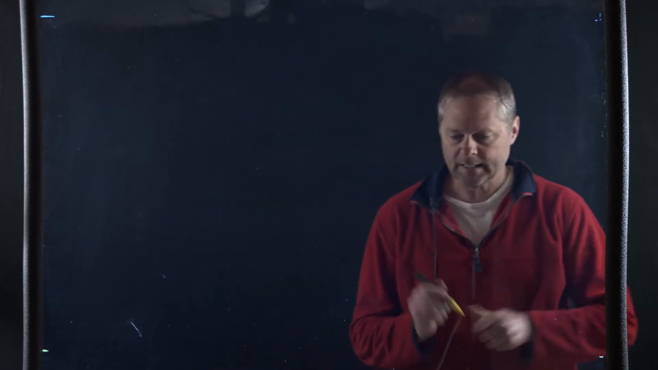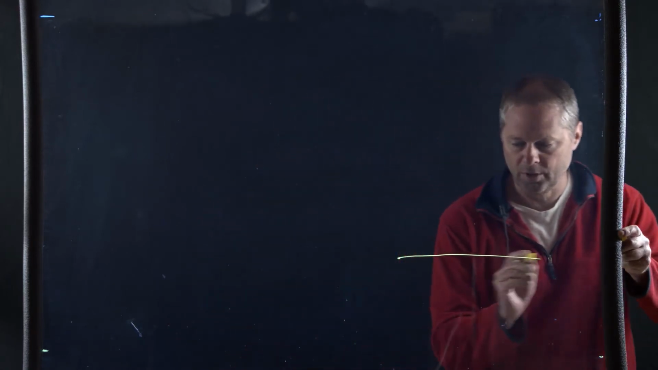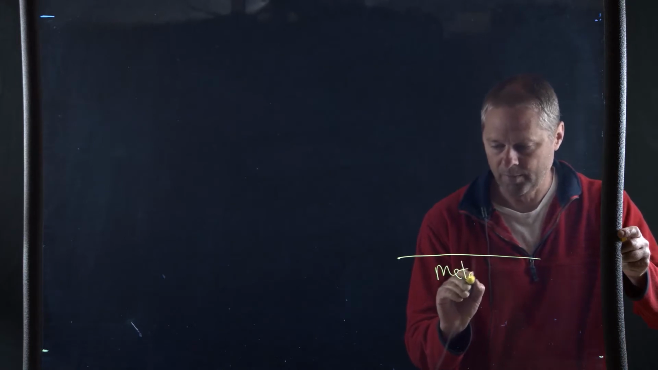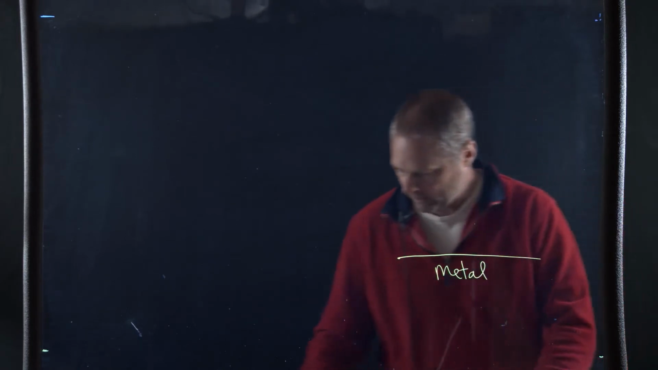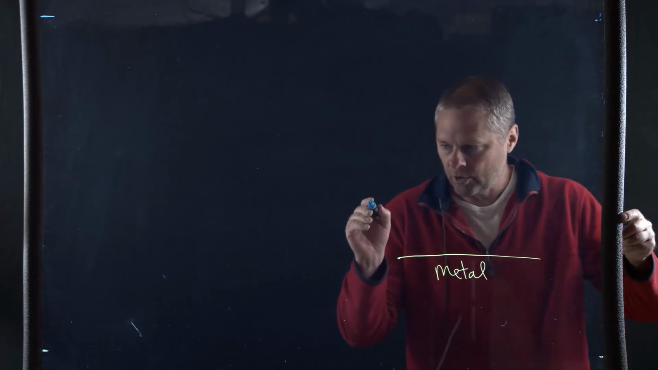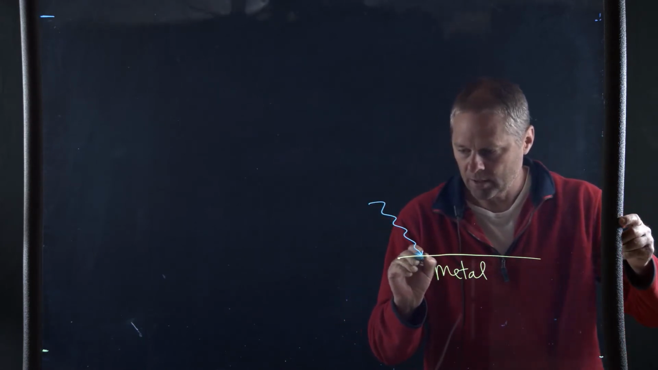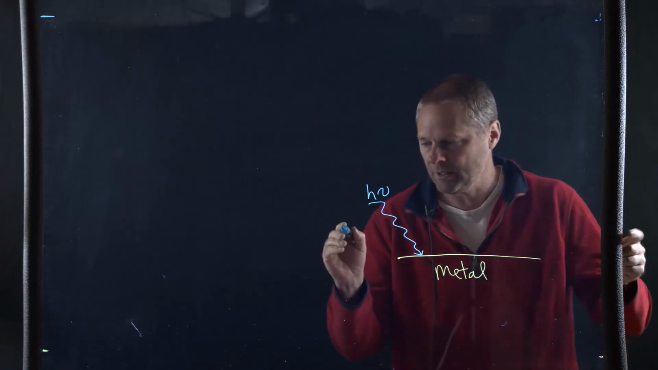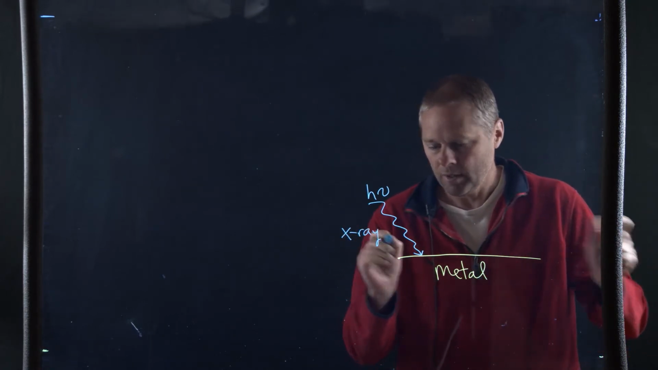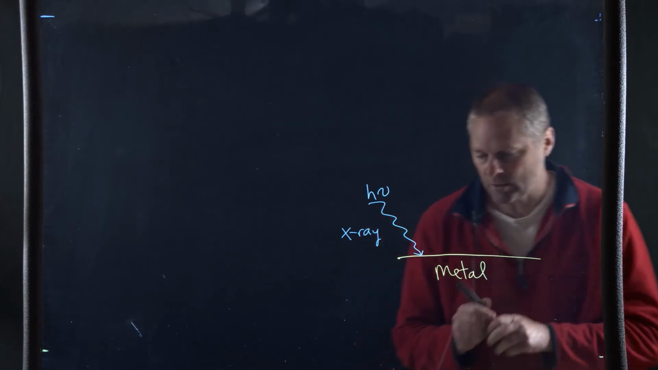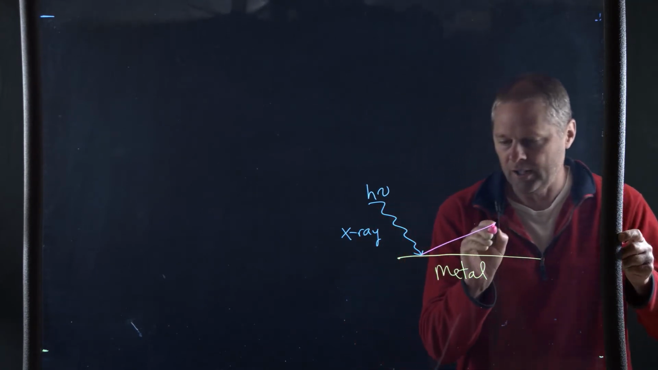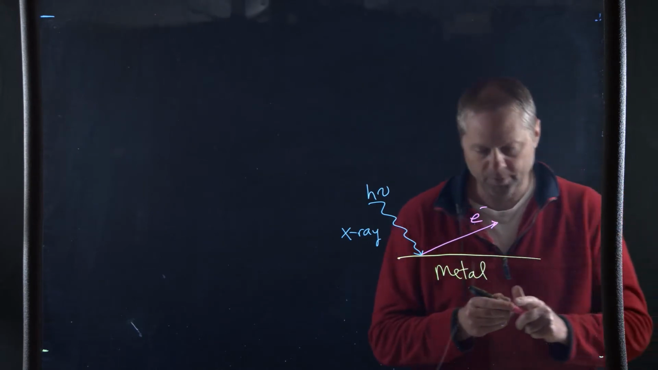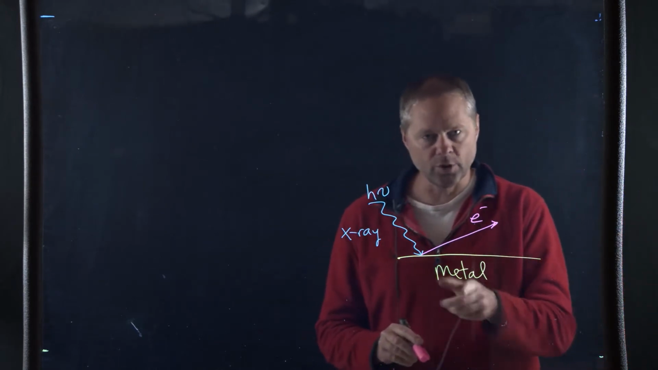In this example, what we're going to be discussing is the photoelectric effect. What the photoelectric effect is, let's say that you have a material, some sort of metal. You're going to radiate it with light. Typically, it's going to be some type of X-ray. And what's going to happen is an electron is going to be photoejected from the surface of this metal.